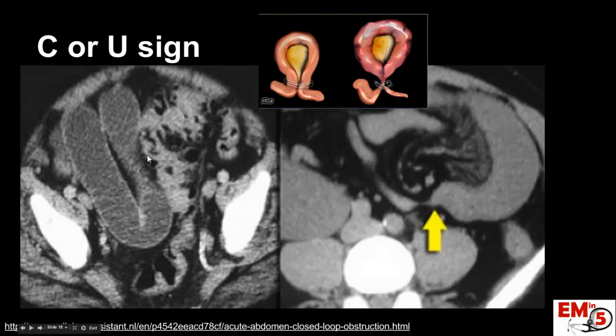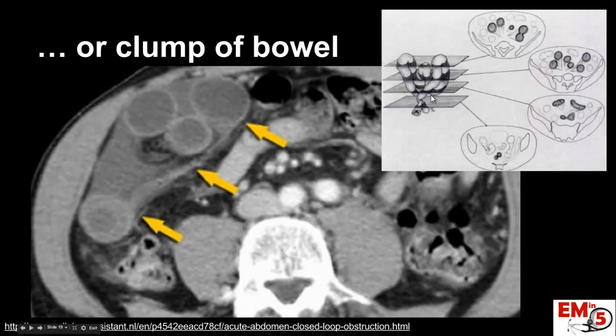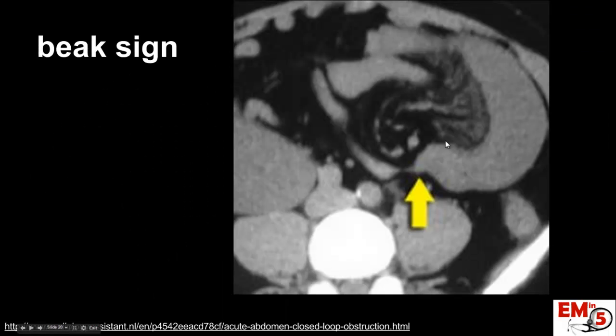So here's a couple of those signs. Here's the U sign, and here's a C sign. And here we're looking at that kind of transection view, and we see these dilated bowel loops with some edema and some ascites around them, and this would be concerning also for a closed loop obstruction or strangulation. Another thing you can look for is the beak sign, so this is where it's getting pinched off.